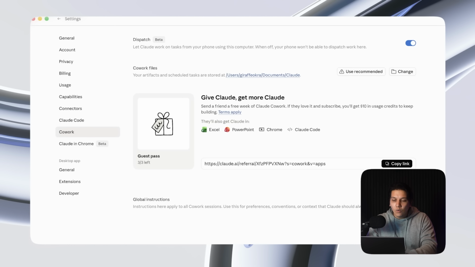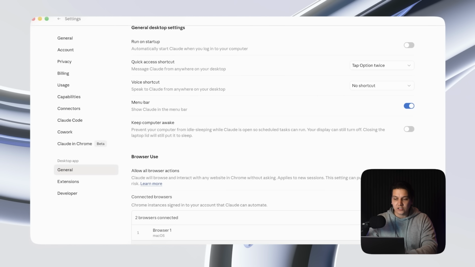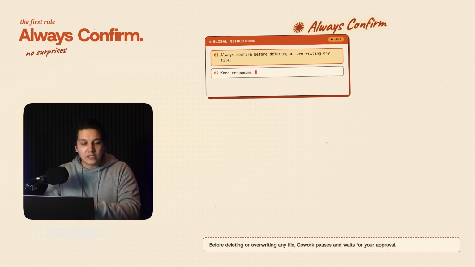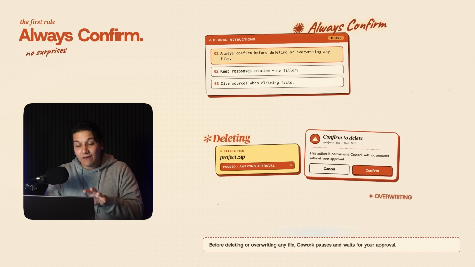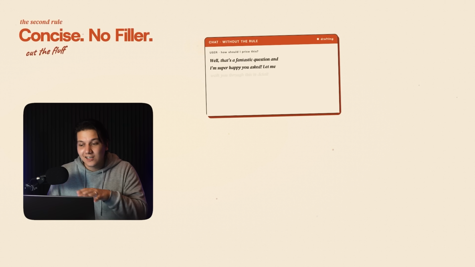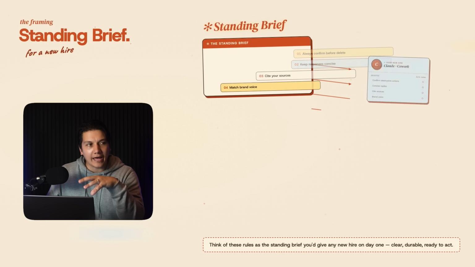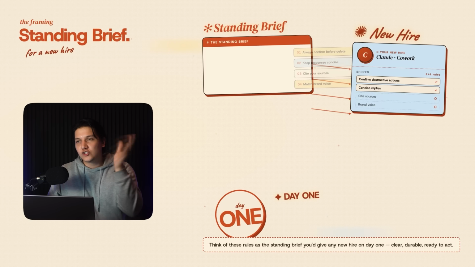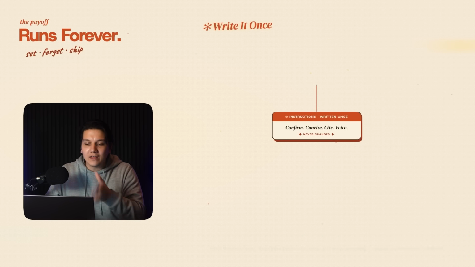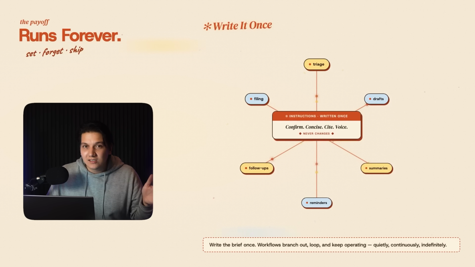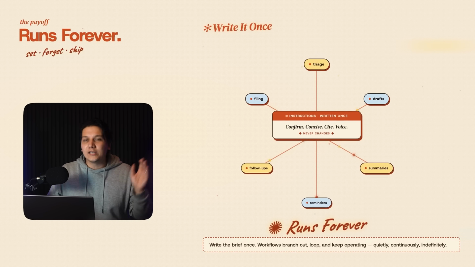Okay, so now last thing, go over to the settings, and then you're going to click the Cowork tab, and then you're going to add global instructions. These are the rules that apply to every single Cowork session. Now mine says always confirm before deleting or overwriting any file. It's important to keep responses concise and to have basically no filler. Think of this as that initial brief that you would give a new hire on day 1, okay? Someone just arrived in your company and you giving this to them on the very first day of work. Basically, you write it once, and it runs forever. They'll always know that thing.